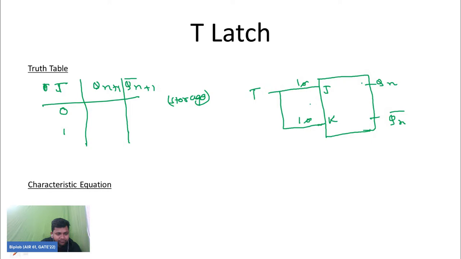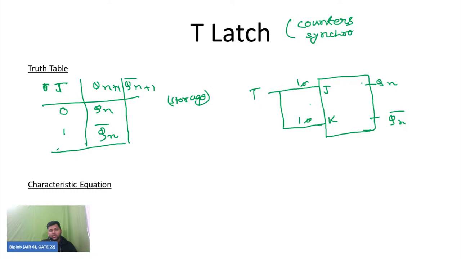So this was Qn, and when this is 1, the previous output will be complemented, which will make Qn bar. Okay. So this D latch is also very important. We have said that the D latch is used for registers. The same way, the T latch is used for making synchronous counters. And the D latch is used for registers.